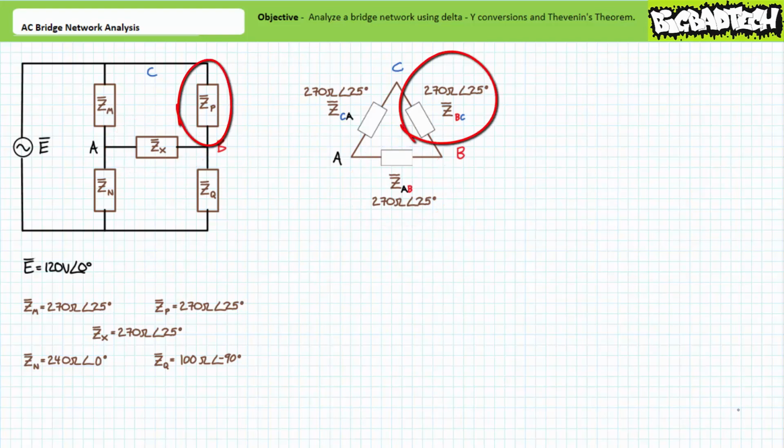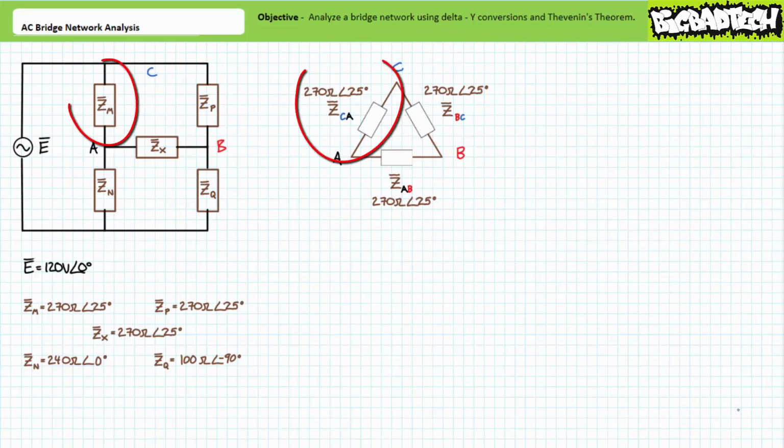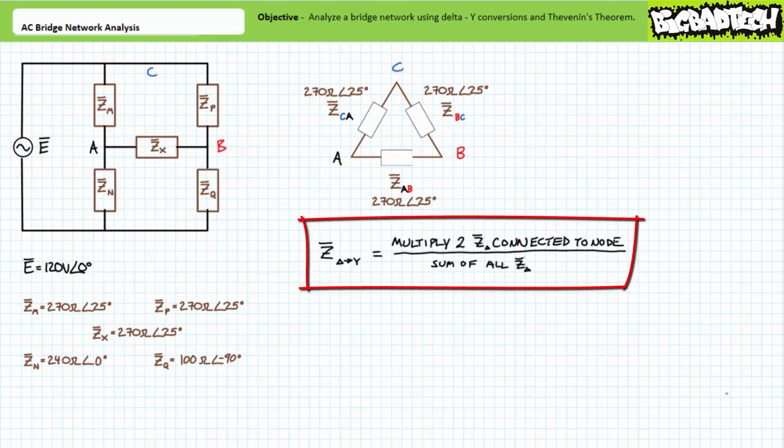Delta impedance ZBC is element Zp between nodes B and C. And finally, delta impedance ZCA is element Zm between nodes C and A. The general use descriptive formula for converting a delta impedance to a Y impedance has us multiply the two delta impedances connected to each node, then asks us to divide this by the sum of all delta impedances.